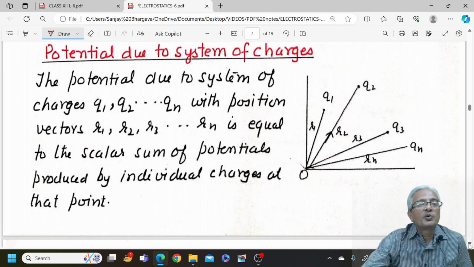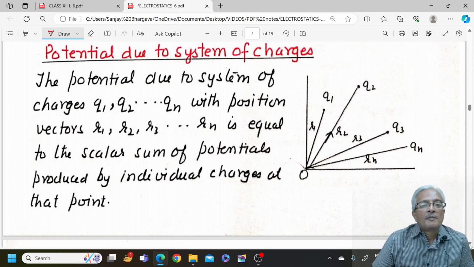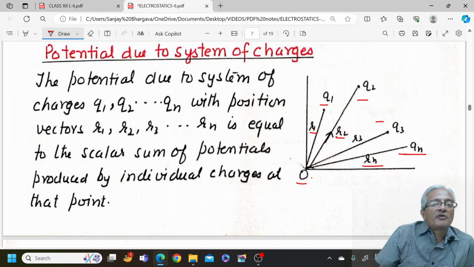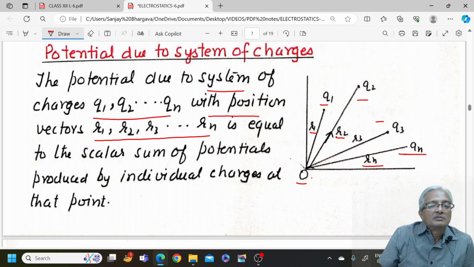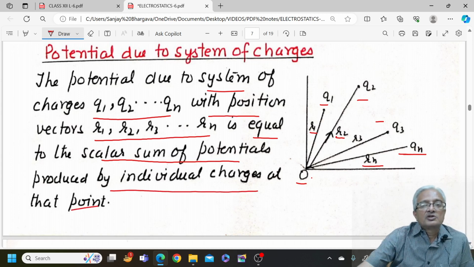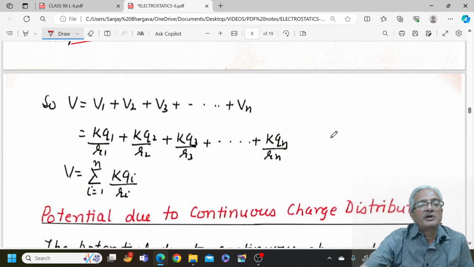Now we would like to calculate potential due to system of charges. Here we have charges Q1, Q2, Q3 and Qn. Q1 at a distance R1 with respect to point O, Q2 at a distance R2 with respect to the origin, and for the nth charge at a distance Rn from the origin. So that is what we have written. The potential due to system of charges Q1, Q2, Qn with position vectors R1, R2, R3, Rn is equal to a scalar sum of potentials produced by the individual charges at that point. So calculate individual potentials and simply sum them up.